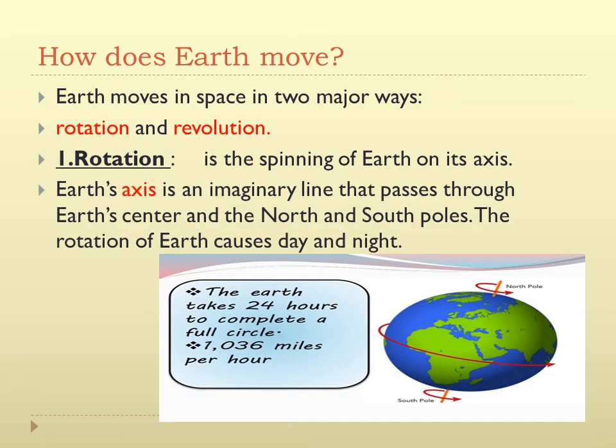So what do you mean by axis? An Earth axis is an imaginary line that passes through Earth's center and the north and south pole. The rotation of Earth causes day and night. So Earth moves in two ways, rotation and revolution. The rotation of Earth causes day and night.